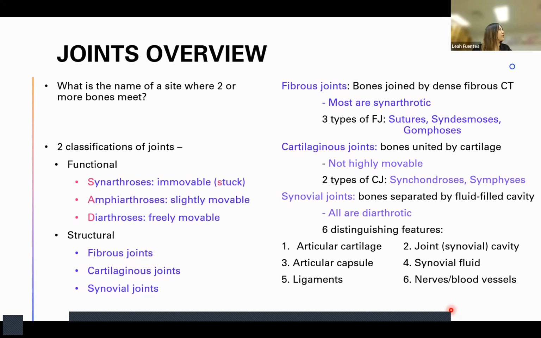So remember the sutures, these are like the sutures of your skull that eventually fuse. Once they fuse together, they are stuck. And then like the gomphoses, your teeth in the sockets, those are usually pretty stuck unless there is some sort of trauma that occurs.